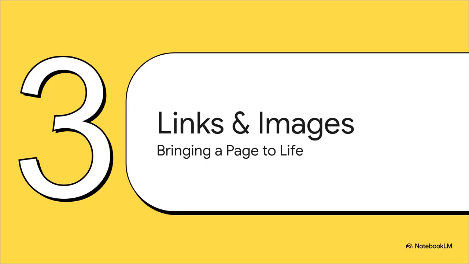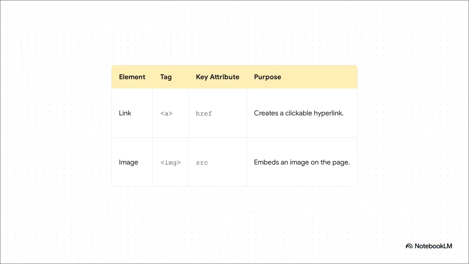A skeleton is great and all, but it's not super useful just sitting there. So let's start adding two of the most essential things that really bring a web page to life: links and images. So let's look at the two big ones. To make a link, you use the <a> tag, that stands for anchor, and its key attribute is href, which is where you put the web address you want to link to. For an image, you use the <img> tag, and its most important attribute is src, which just tells the browser the source, or the location of that image file.